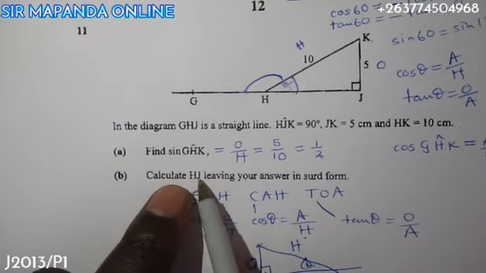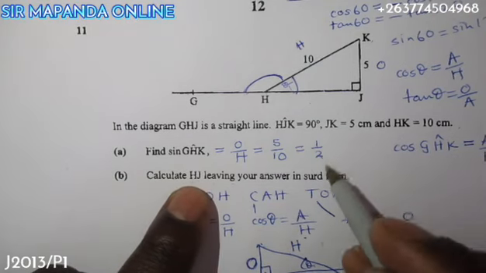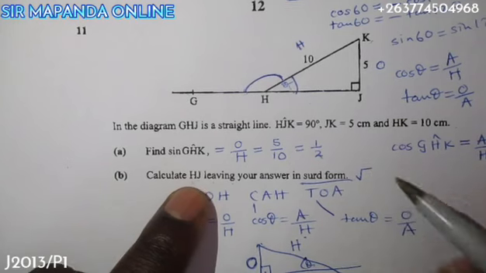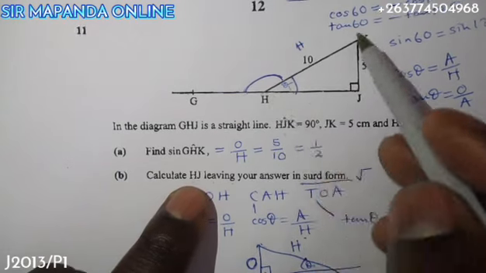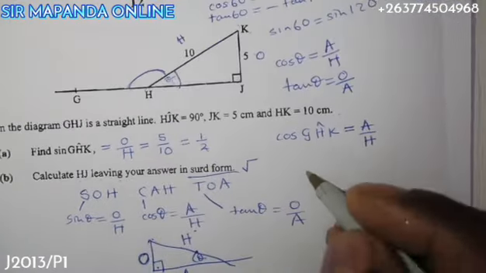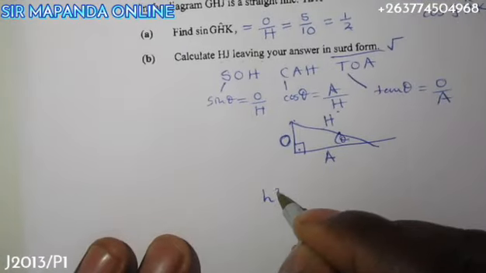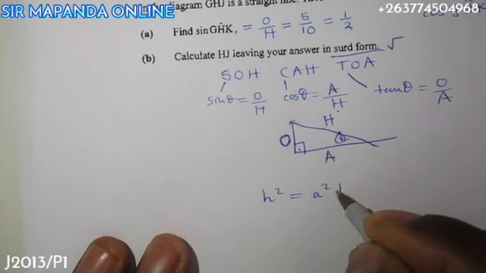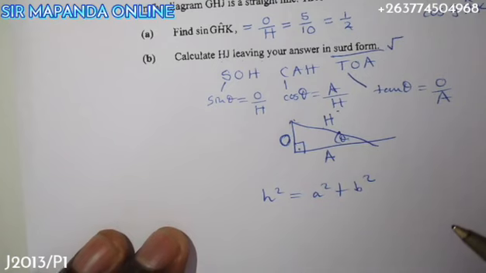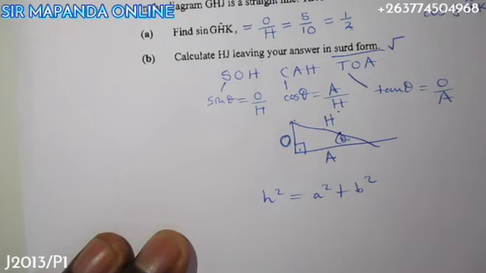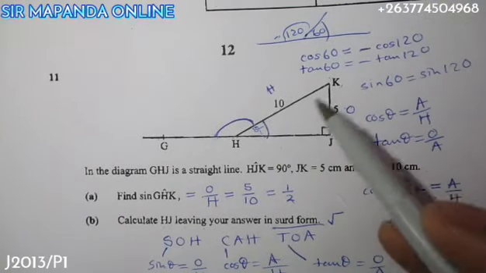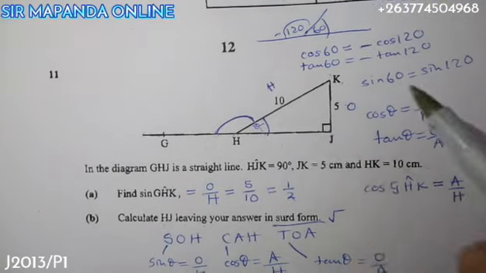Calculate HJ, leaving your answer in surd form. A surd form means you leave your answer in root form. Since we have two sides known, we make use of Pythagoras theorem. Pythagoras theorem says that hypotenuse squared is equal to a squared plus b squared. Remember, hypotenuse is the longest side, which is opposite to 90 degrees. In this diagram, the hypotenuse is represented by 10.